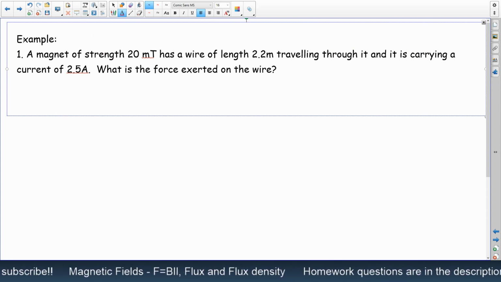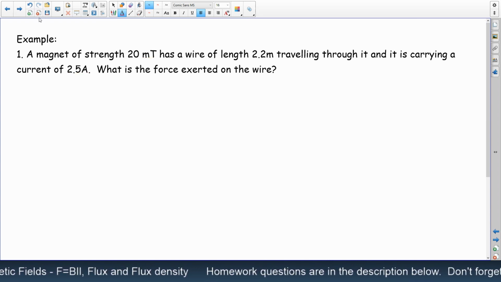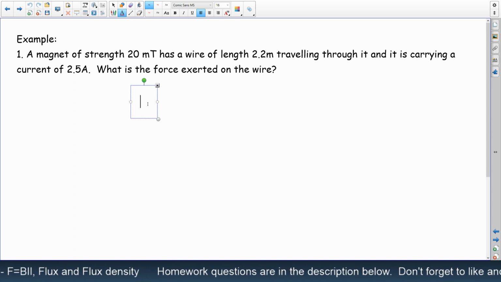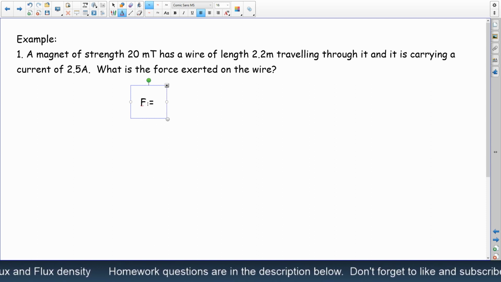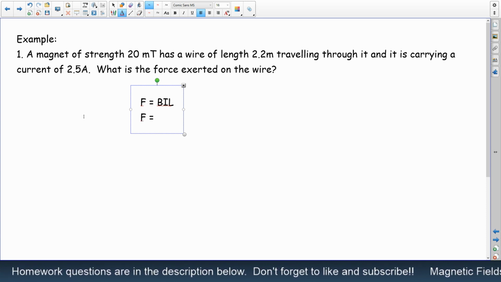Okay, so in this example we have a magnet of strength 20 millitesla, and a wire of length 2.2 meters carrying a current of 2.5 amps. What is the force exerted on the wire is what we're interested in finding out. So F equals BIL is our equation. It's a straightforward pop the numbers in.